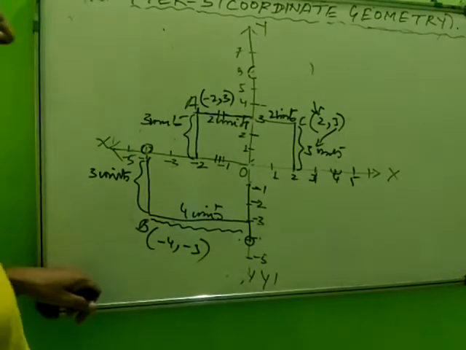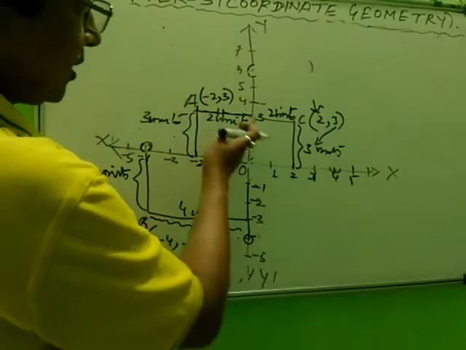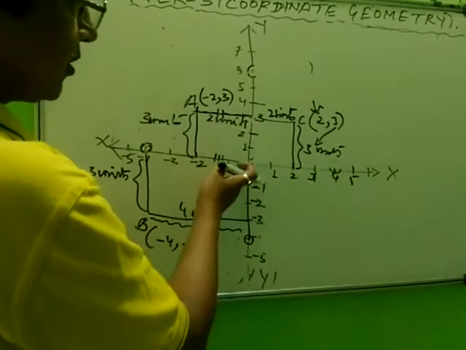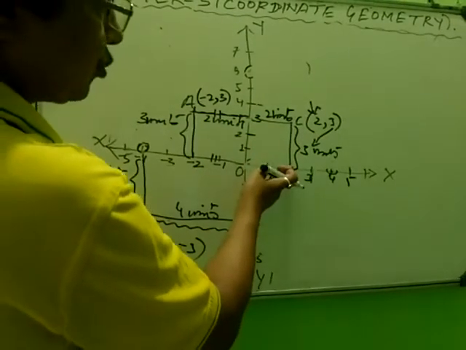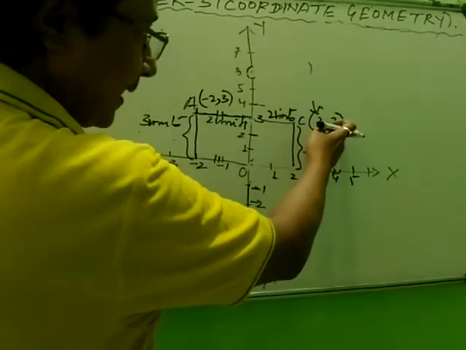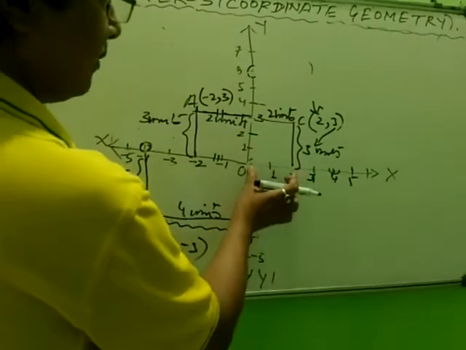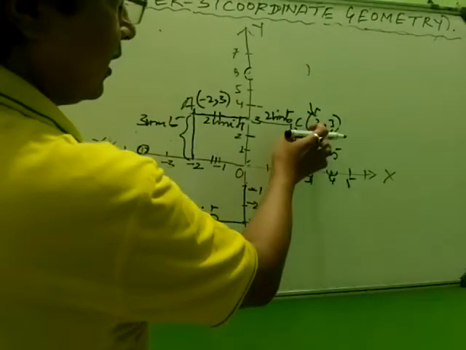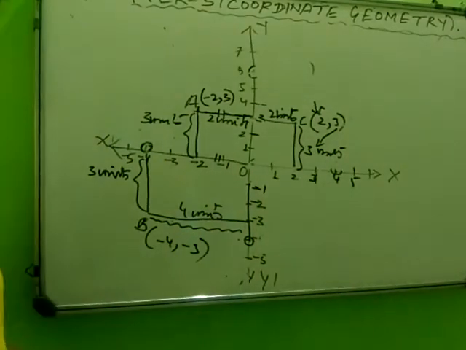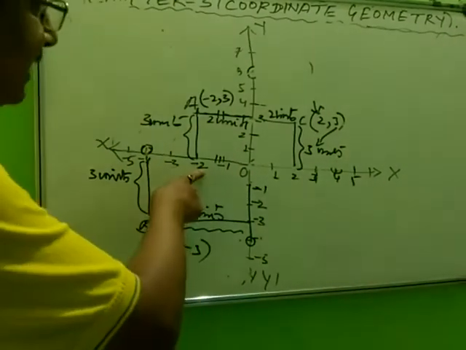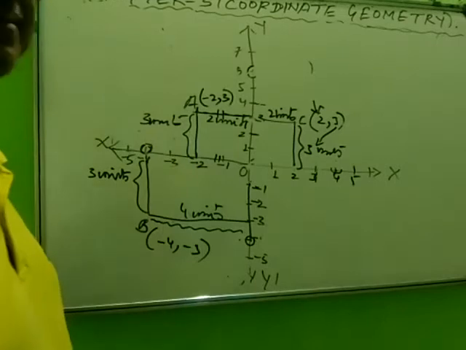Distance from the x-axis is 3 units, so you took the y-coordinate. And distance from the y-axis is 2 units. That means you took the x-coordinate. And distance will always be positive. Though you have seen a negative coordinate, the distance will always be positive.